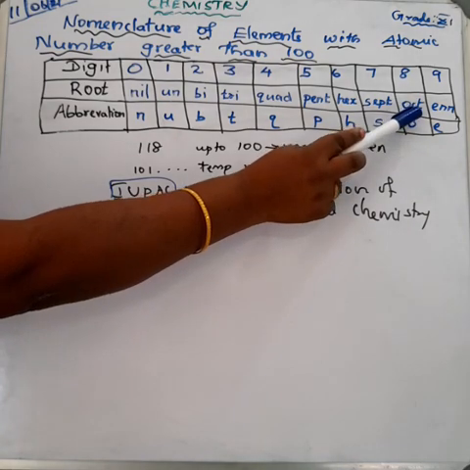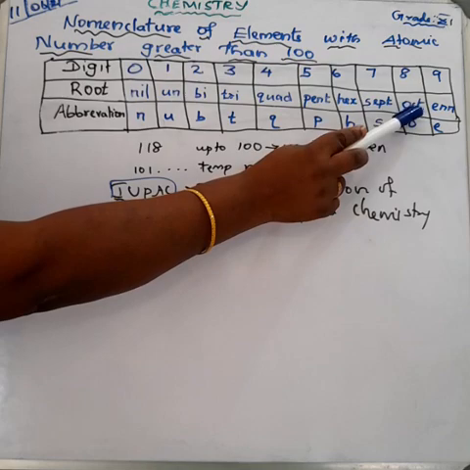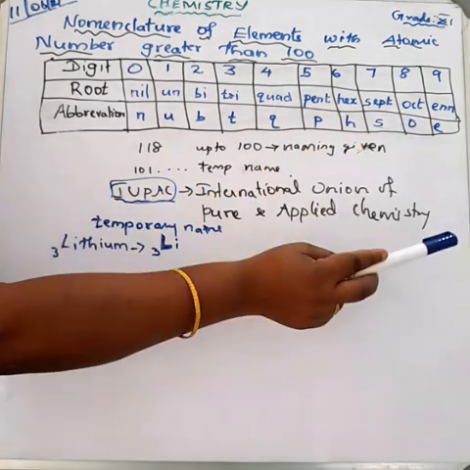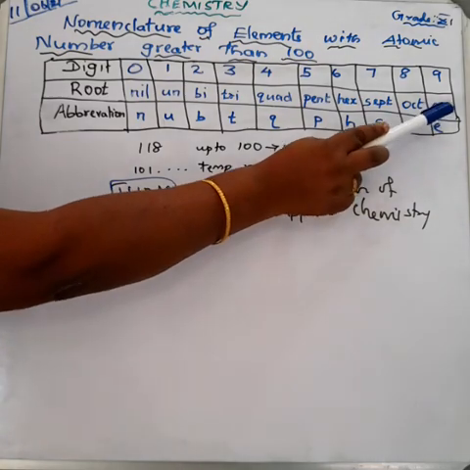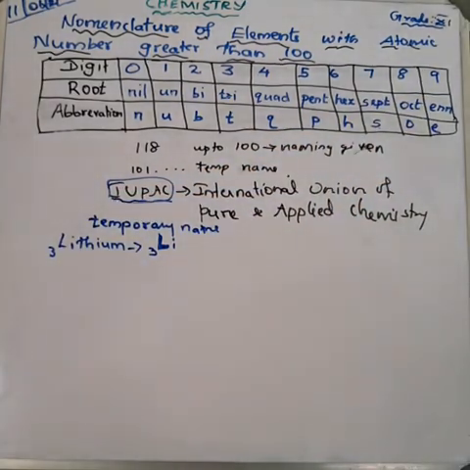And oct, the digit 8, the numerical root oct, we take O as the abbreviation. And the number 9, the numerical root enn, for the abbreviation, the first letter E. Okay.